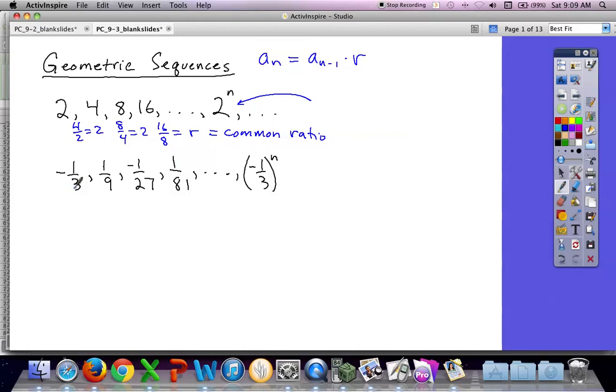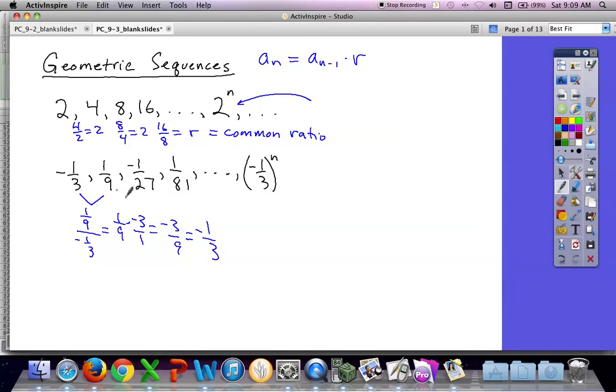And second, the denominator is going from 3, 9, 27, 81. So it looks like it's being multiplied by 3 in the denominator. Again, you can do if you take successive terms and divide 1 over 9 divided by negative 1 over 3. That's 1 over 9 times negative 3 over 1, which is negative 3 over 9, which is negative 1/3. So the common ratio is actually negative 1/3.